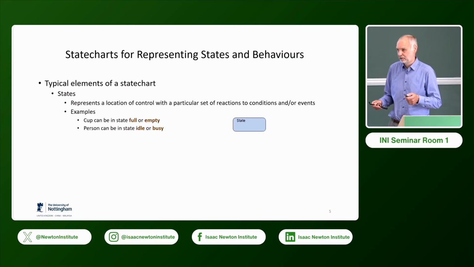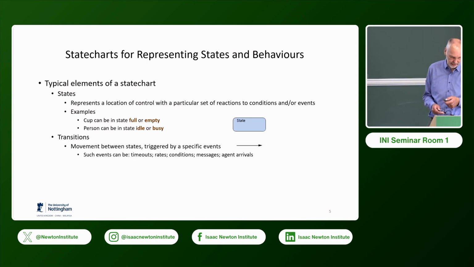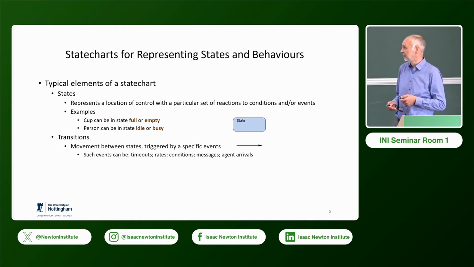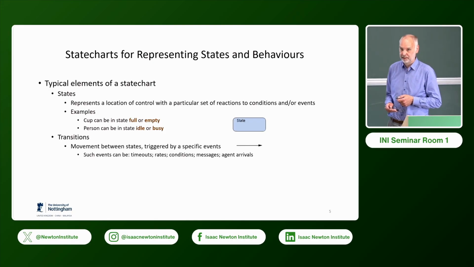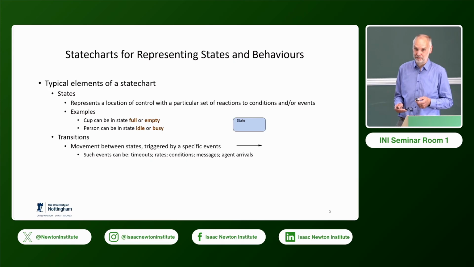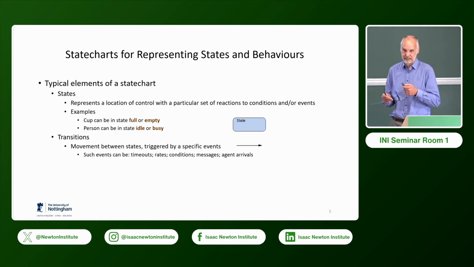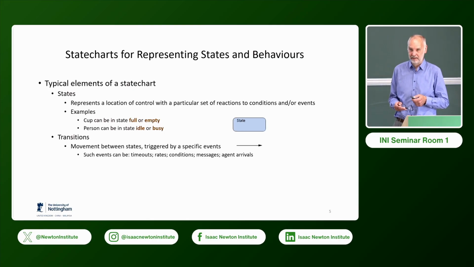Now we have a state. We all know what a state is. So a glass can be empty or full, or someone can be idle or busy. And we have transitions. These are movements between the states, and they require a specific trigger. These triggers are actually the interesting thing where the complexity comes in. State charts we can develop relatively quickly, but then we have to think very carefully why and how people transit from one state to another.